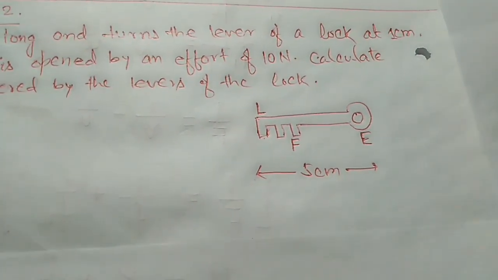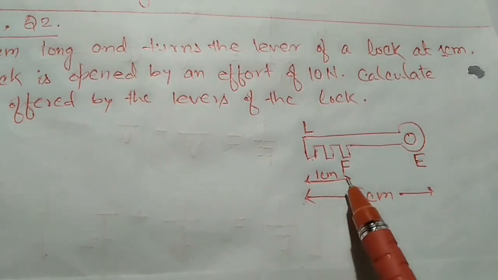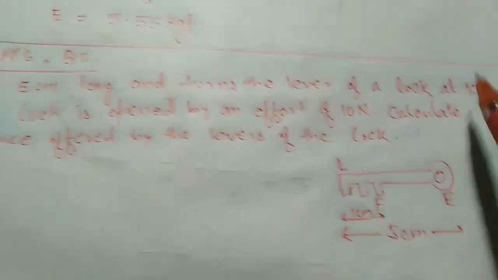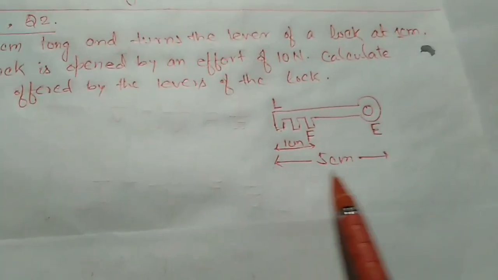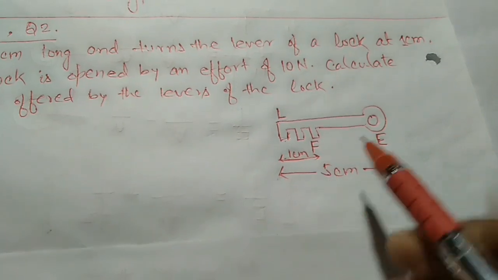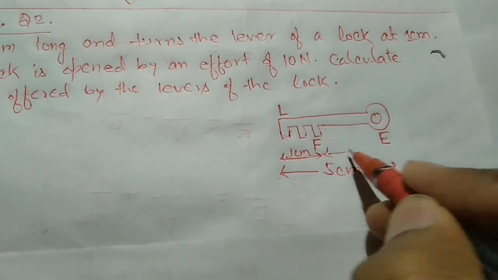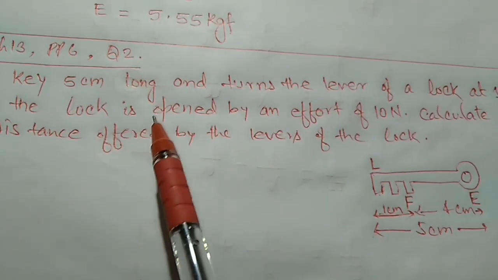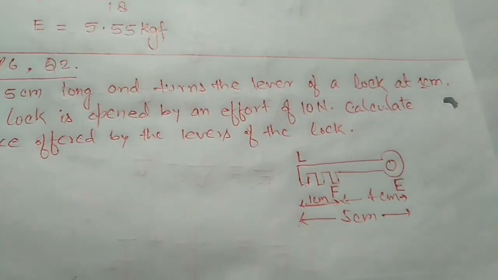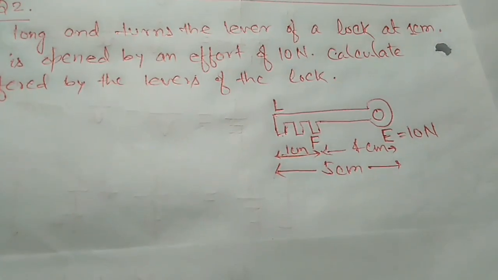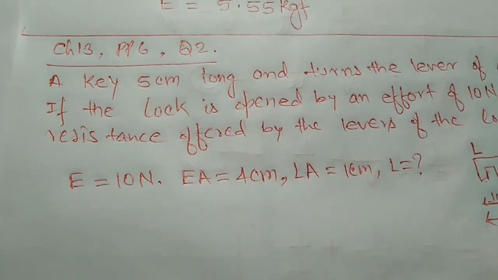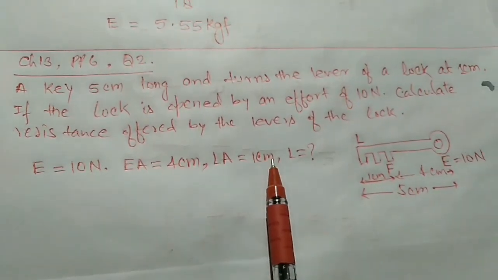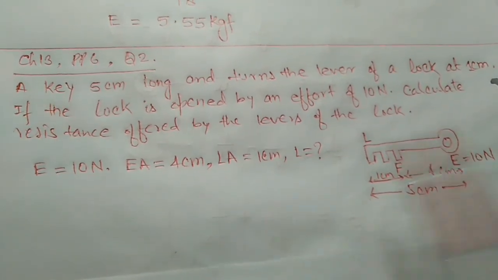According to the question, the key is 5 centimeter long and the lever is at 1 centimeter distance. Lever of the lock is 1 centimeter, key is 5 centimeter long. So we got the load arm. The remaining is the effort arm, effort to the fulcrum, that is 4 centimeter. And it is being opened by an effort of 10 Newton. Let's write the initials. Effort is equal to 10 Newton, effort arm 4 centimeter, load arm 1 centimeter, and load we have to find.